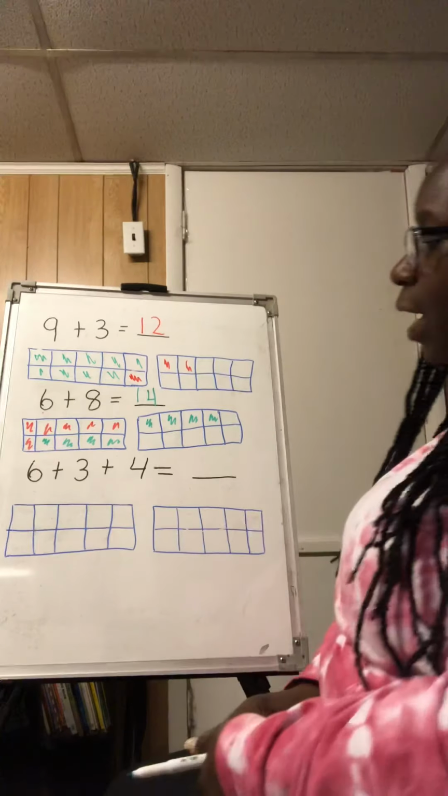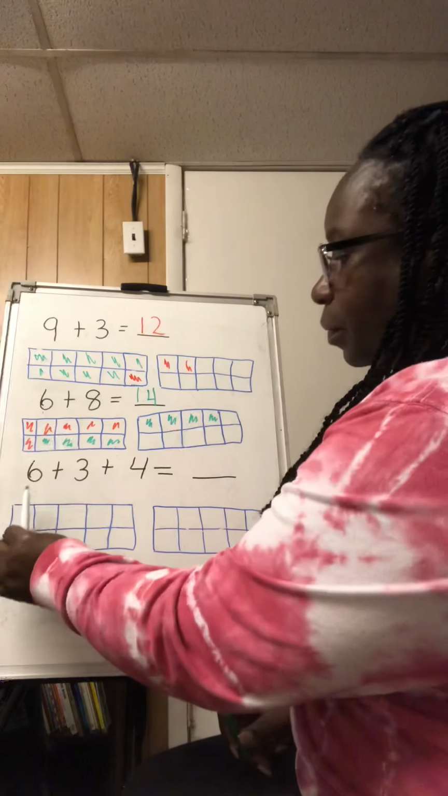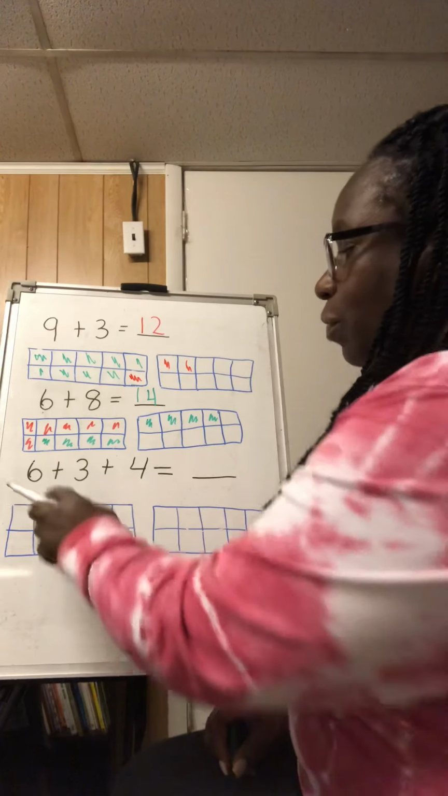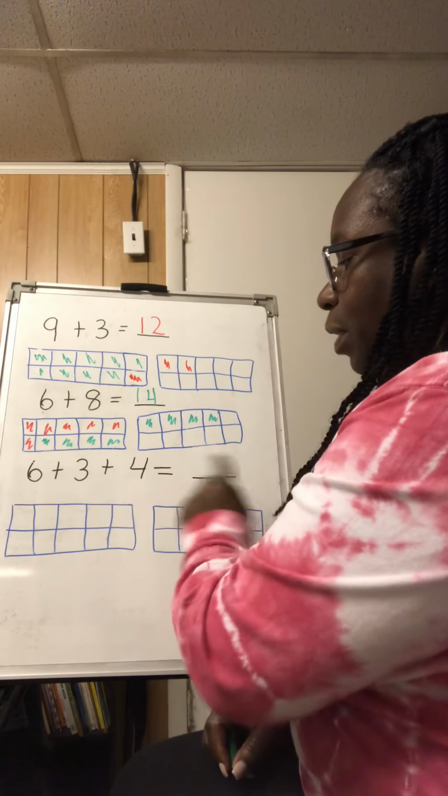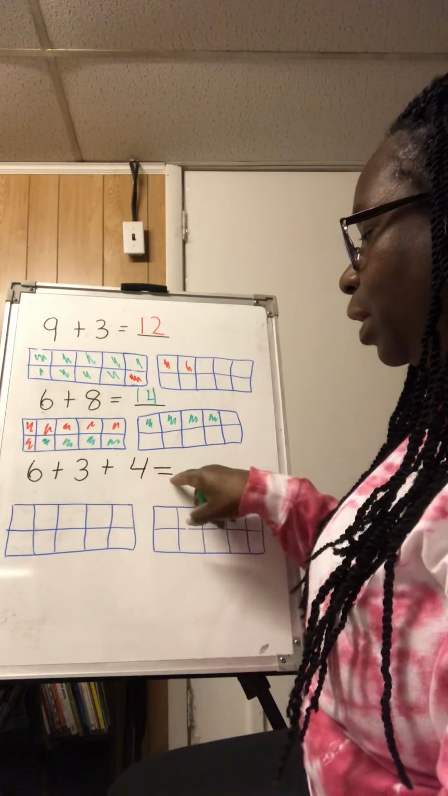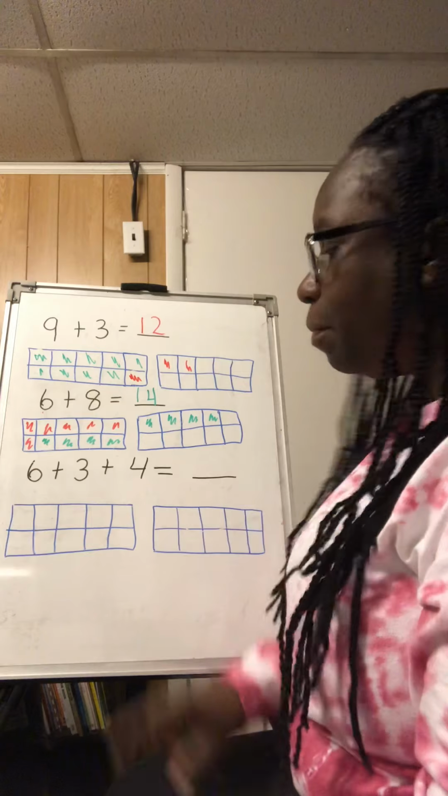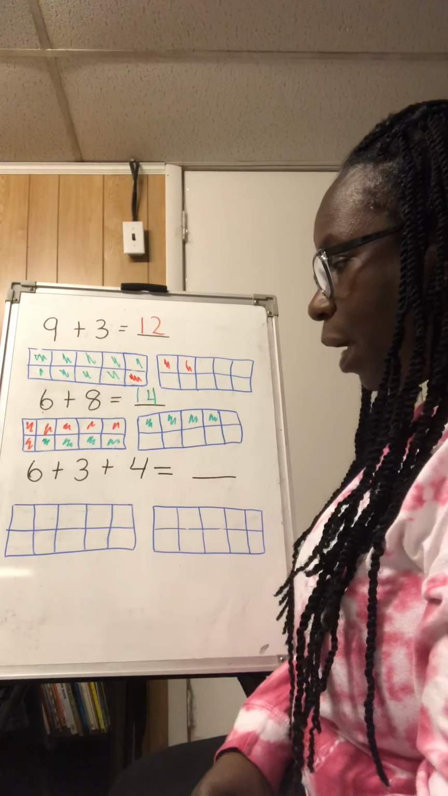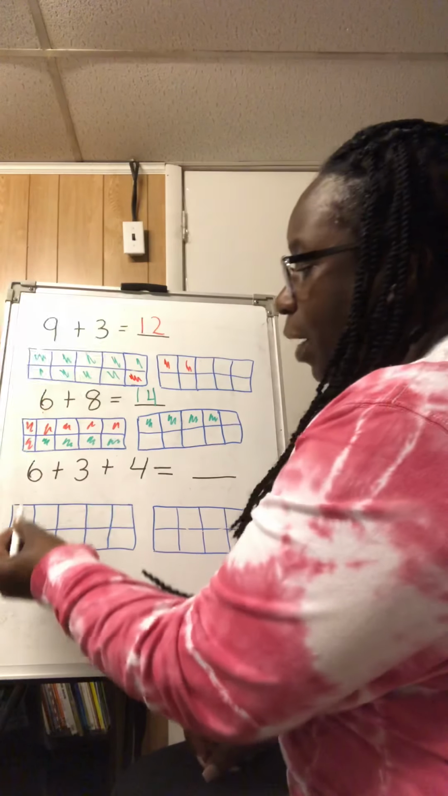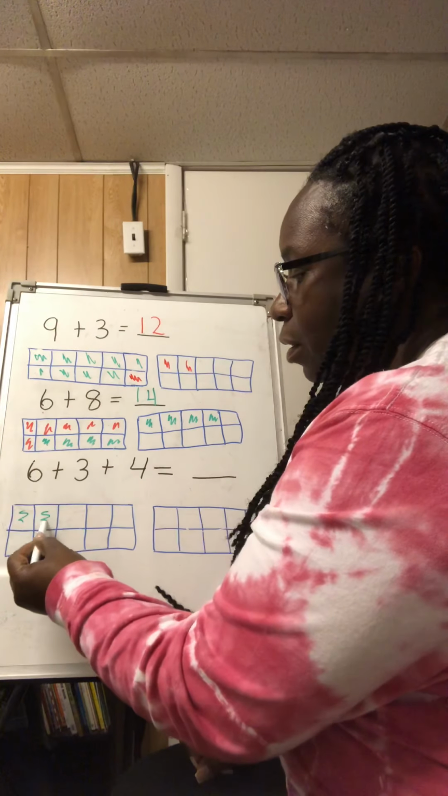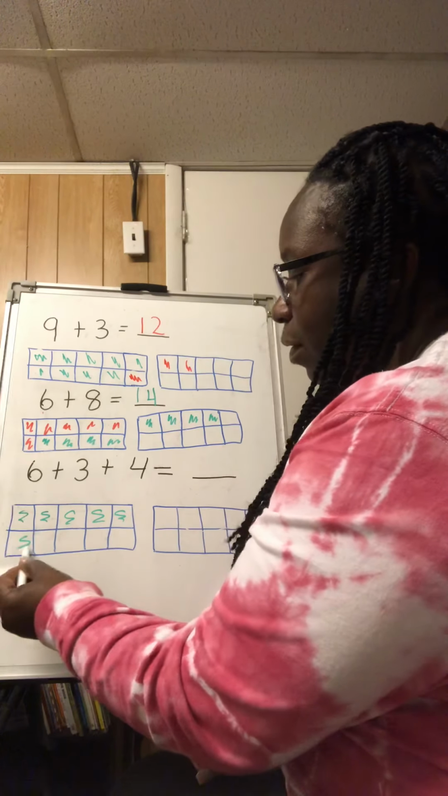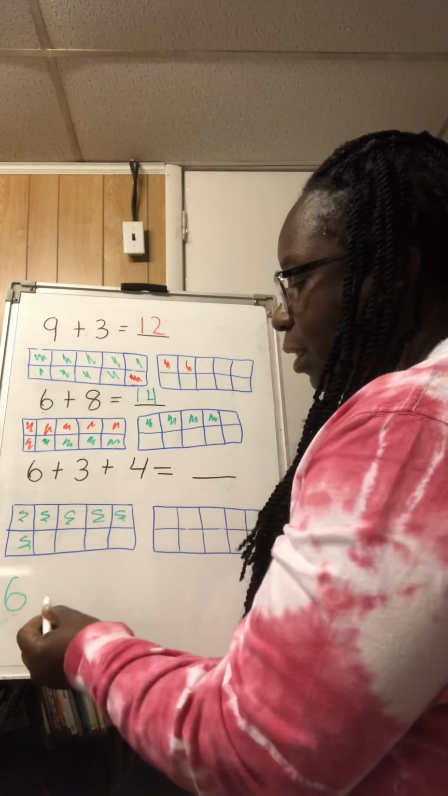Okay? Now at the bottom, right here, this one is a little different. Okay? We have 3 numbers. 1, 2, 3. 3 numbers. And it's written as 6 plus 3 plus 4 equals blank. Okay? But we want to fill in our 10 frames. Okay? So we're going to kind of rewrite it, or you can leave it the same. So we're going to start with our 6. 1, 2, 3, 4, 5, 6. So we used that 6.